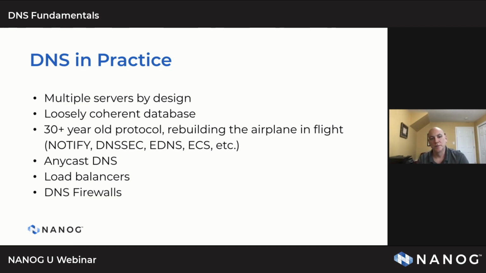Notify is an important one, right? In the old days, you relied on timers in the SOA, the start of authority records. So essentially on the primary, I can make a change. And as these timers tick down, secondaries would check in and see if there had been any change on the primary. And if there had, they do what's called a zone transfer, and they would get updated data.